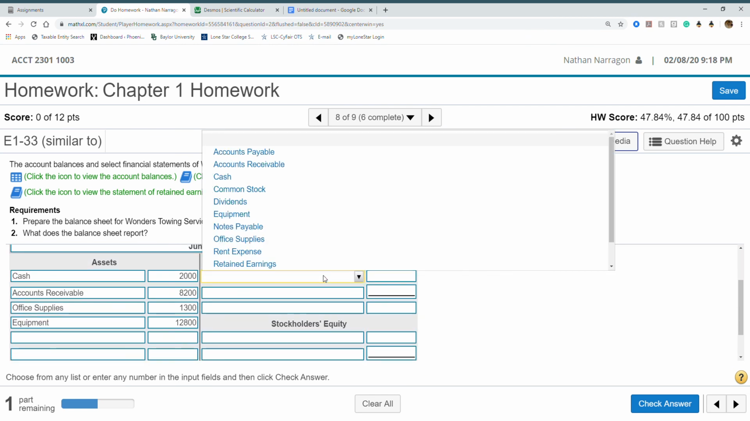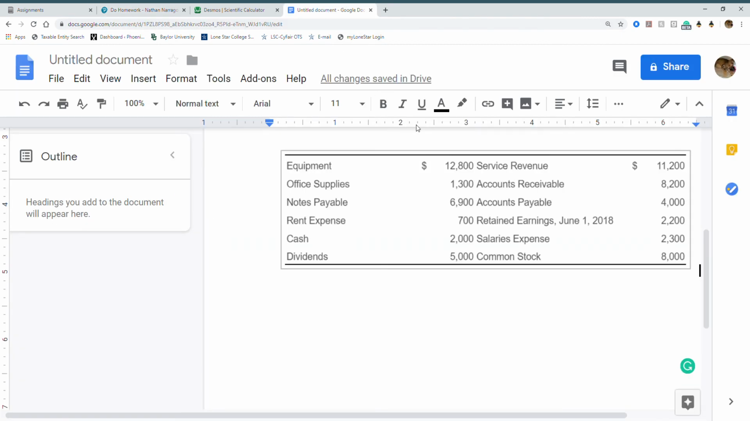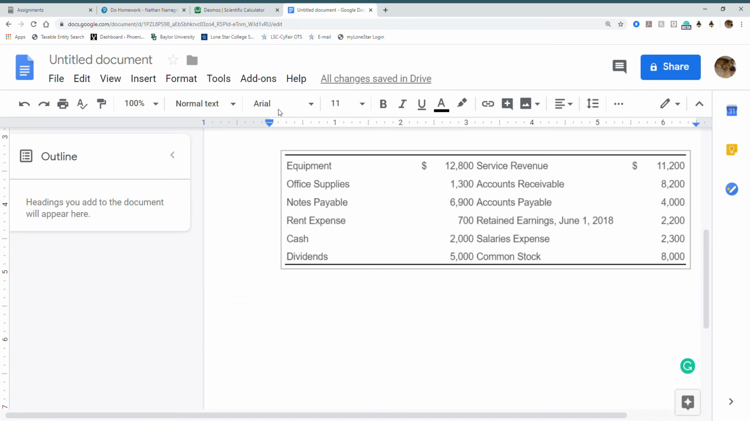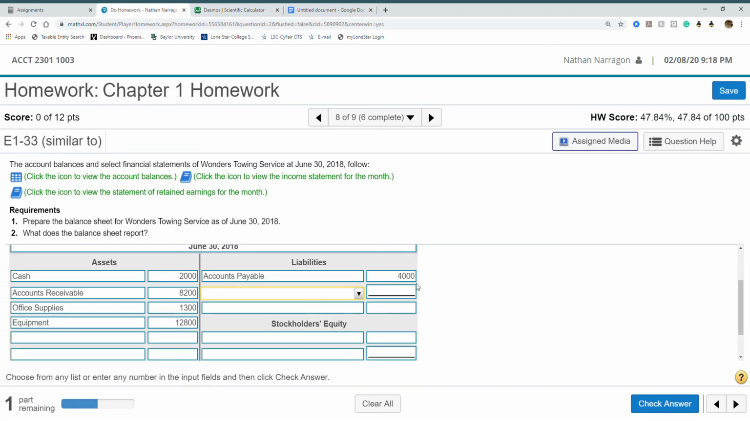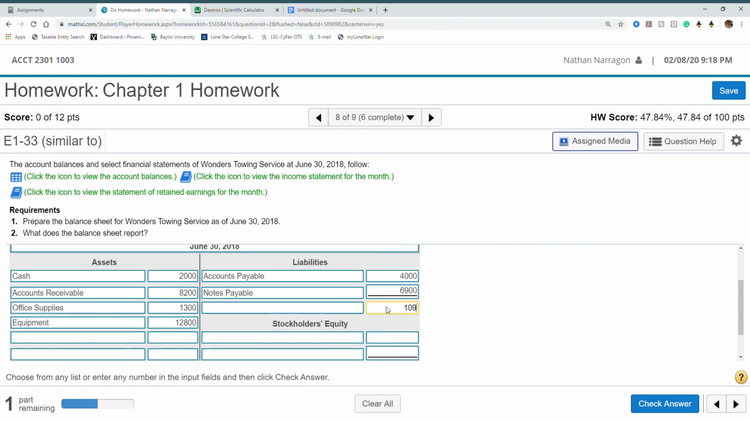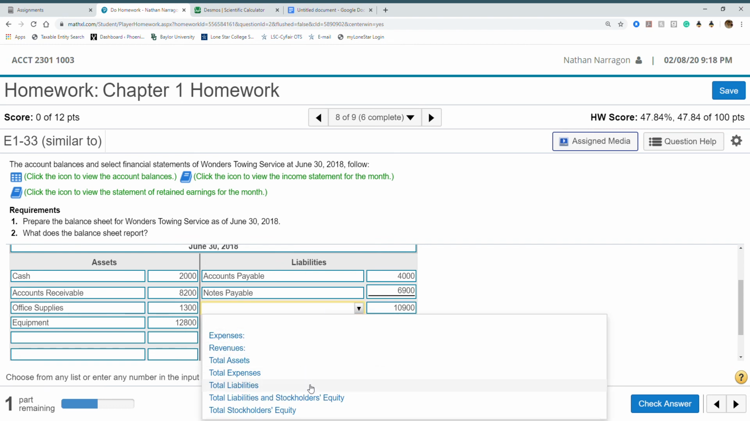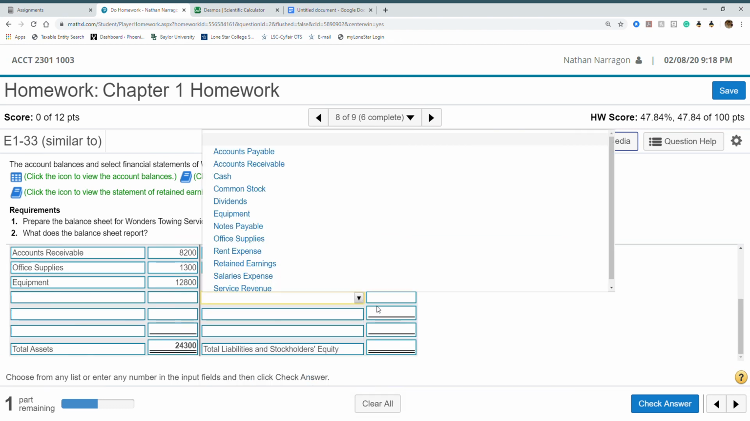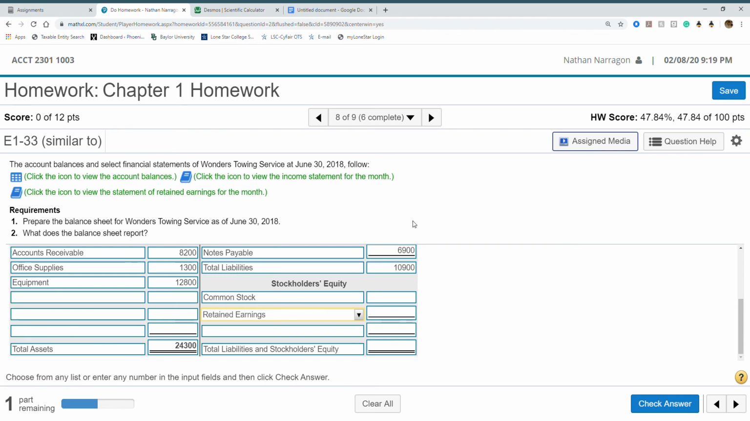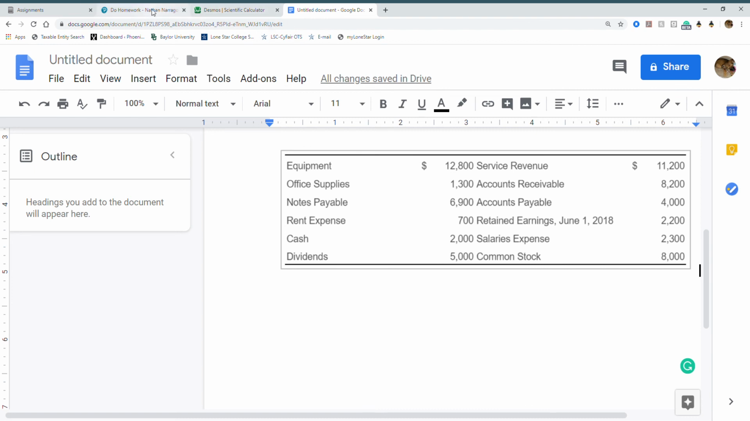So, starting off first, our liabilities. Accounts payable is always number one. So 4,000. Then we have notes payable, 6,900. And then this one's a little bit easier math right there. Of course, that's total liabilities. And now we deal with common stock and retained earnings. Usually those are going to be the only two you're going to see right now in stockholders' equity. So common stock, 8,000.